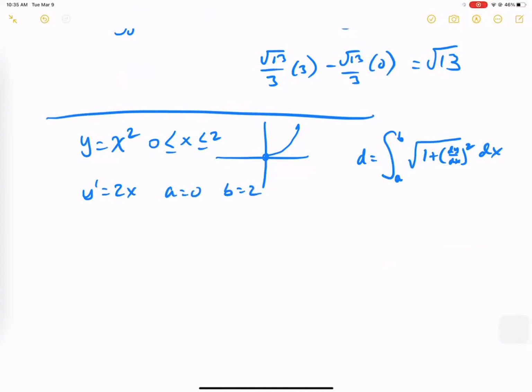All right, so here we go. D is equal to the integral from 0 to 2 of the square root of 1 plus, and don't overthink it, we don't write x squared, we write the derivative of x squared, which is 2x, squared, dx. Do not forget that squared, it will mess you up.